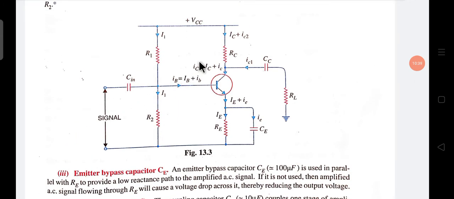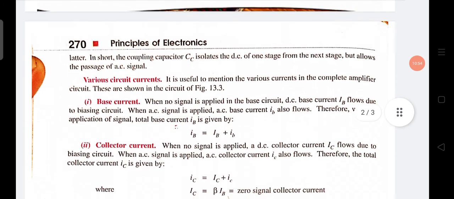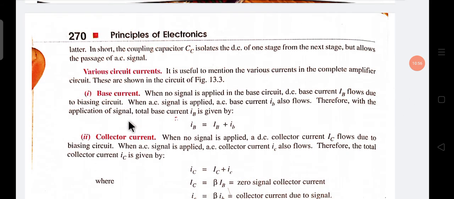So you see here the currents: IB is one current, IC is one current, IE also one current, I1, small IE is a current, small IC1 is a current, and small IC2 is one current. Let's see these currents. Now, first the base current.